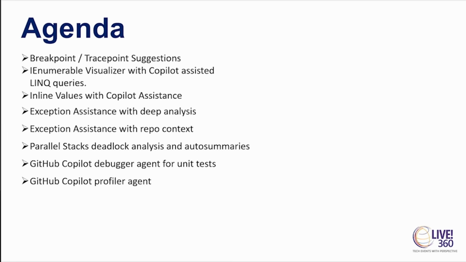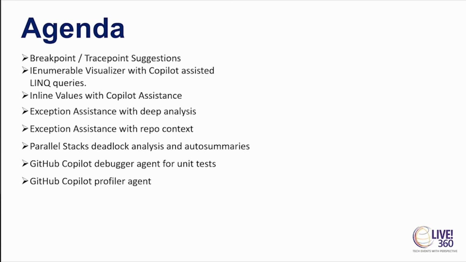I will also talk a little bit about some of the newer capabilities we added in the exception helper. The exception helper has been one of our very first features where we added Copilot assistance, and since then, we have been adding a lot of new capabilities there. So we added deep analysis for complex exceptions as well as some repository context. So we'll see the demo around that.